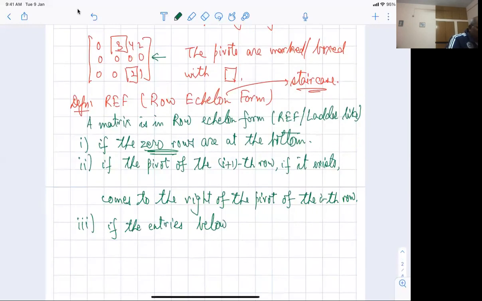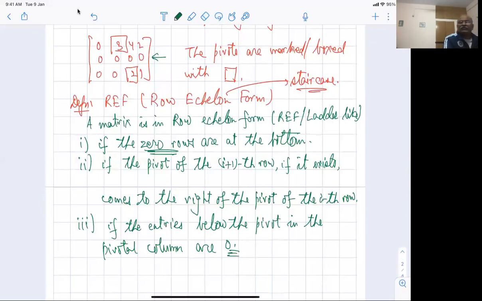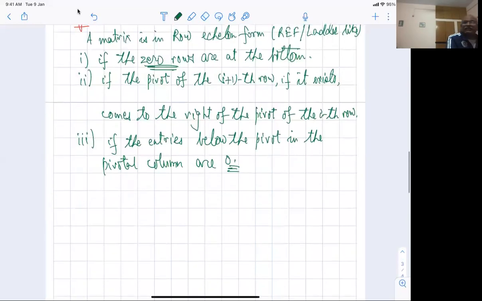if the entries below the pivot in the pivotal column are 0. All right. So this is very important. All three conditions are very, very important. So let's try to understand by example which one is and which one is not.